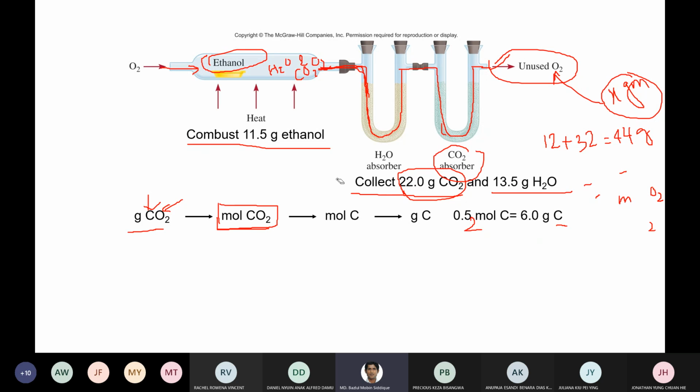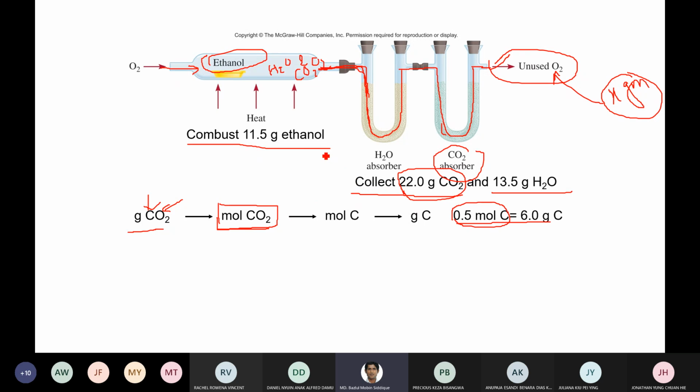So this is how we found the calculation. From that calculation, we found it. And at the end, we found 0.5 moles of carbon, and that means 0.5 moles of carbon dioxide, which is 0.5 moles of carbon in that unit factor level calculation. Again, go back to this: 5.5 moles of carbon means 6 gram of carbon.